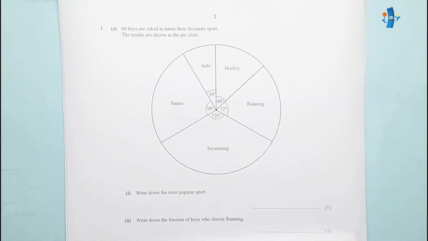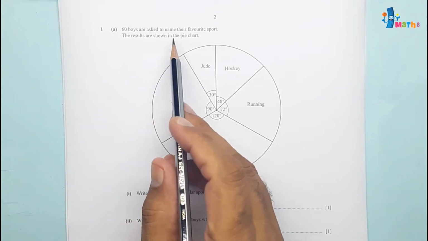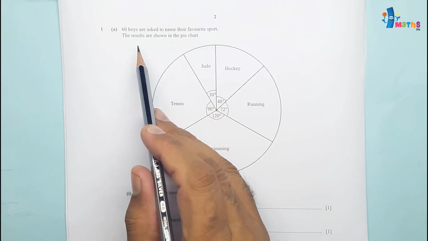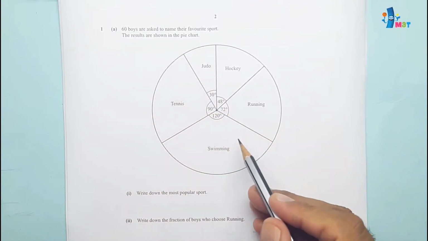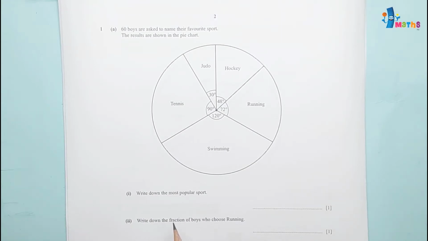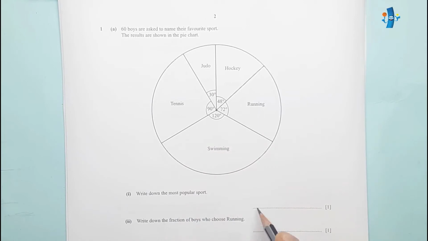Question number 1. 60 boys are asked to name their favorite sport. The results are shown in the pie chart. Write down the most popular sport. The most popular sport will have more area on the pie chart. So it's swimming. So we'll write swimming.